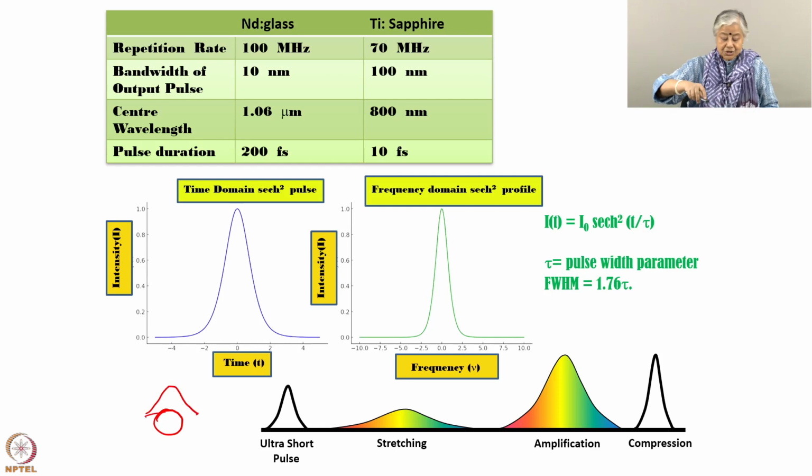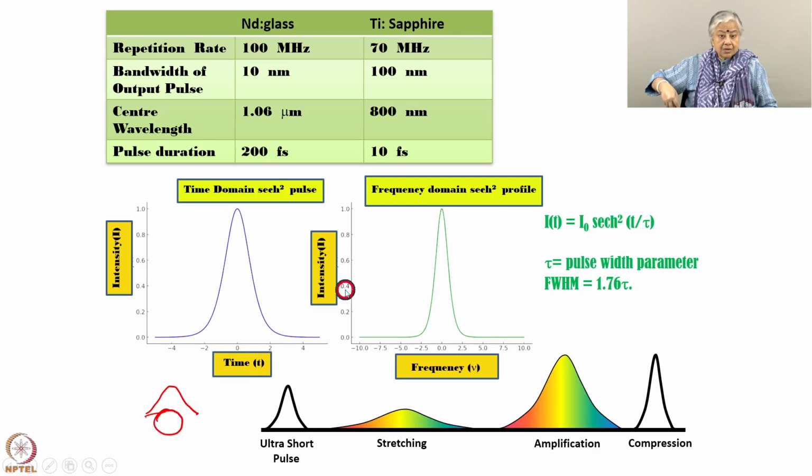See, the beam cross section may have a Gaussian profile, but your time has a sech square profile. So this is the spatial cross section, spatial profile of the pulse, which may be a Gaussian, and it's a nice circular beam like that.